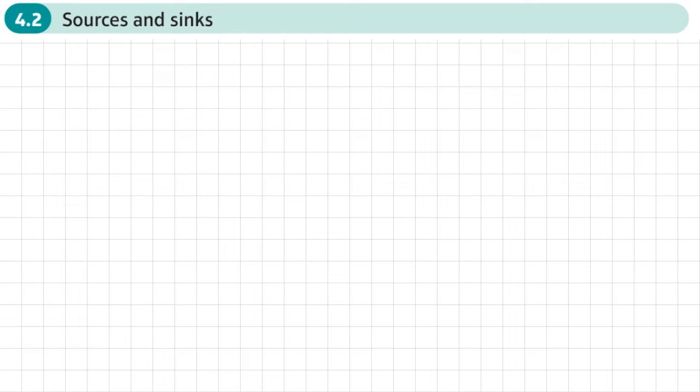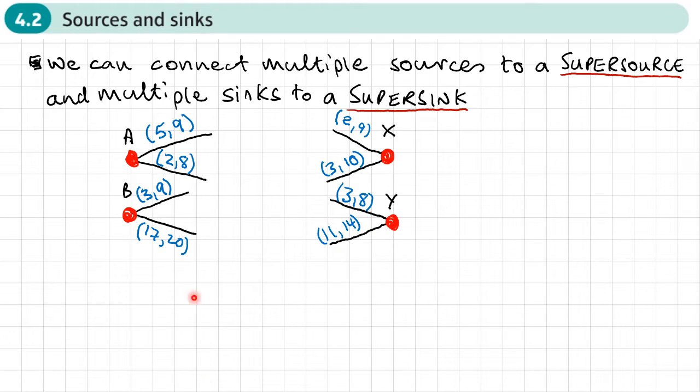This is the second section of chapter 4, Flows in Networks 2, and this section is on sources and sinks. So this diagram represents what we might have, and what we can do is connect multiple sources to what we call a super source and multiple sinks to a super sink. So I've got multiple sources here. I've labelled them A and B. You may see these labelled as S1, S2, source 1 and source 2.